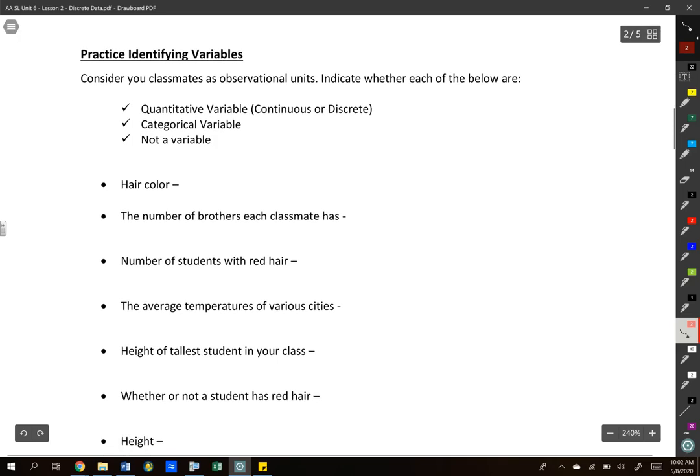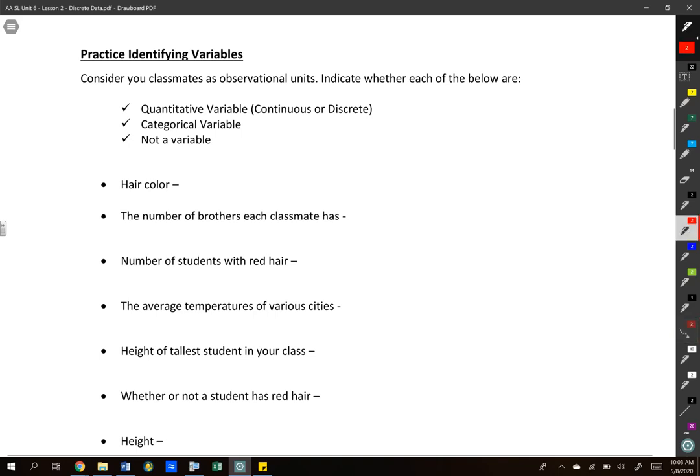All right, so what I would say here is pause the video, try these, see what you can make of them, and then when you're ready, restart. Consider your classmates as observational units. Indicate whether each of the below are quantitative. Tell me if they're continuous or discrete, if they are quantitative, categorical, or not even a variable.